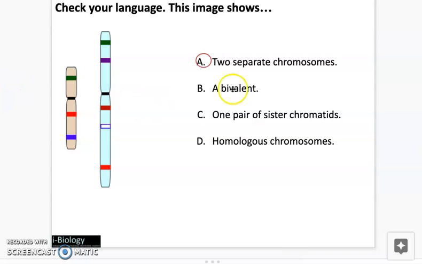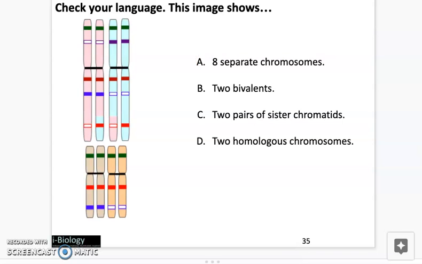Okay, it's clearly not a bivalent because the bivalent would be the homologous chromosomes that are lined up with each other next to each other. And since these are also not homologous chromosomes, and how do we know they're not homologous? Well, they look quite different. They have different lengths. They have different alleles as indicated by these bands over here. And so they're quite different from each other, so they're probably not homologous chromosomes. They are, however, two separate chromosomes.